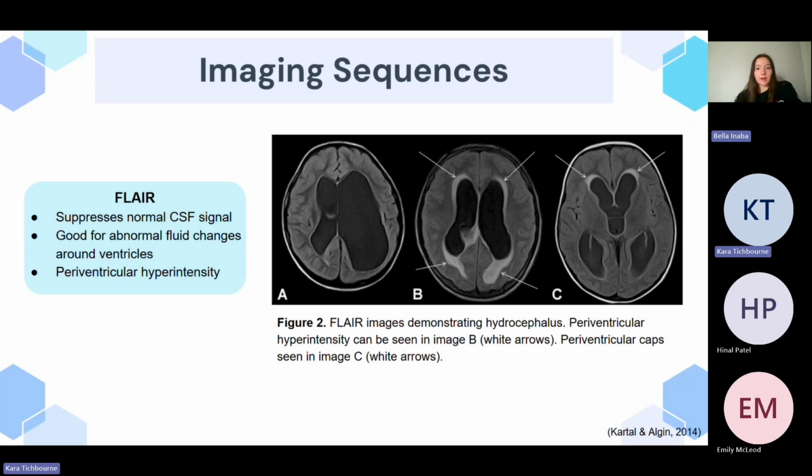It is important not to confuse periventricular caps, which is seen in image C, with true periventricular hyperintensities, because caps can be a common finding near the frontal or occipital horns.